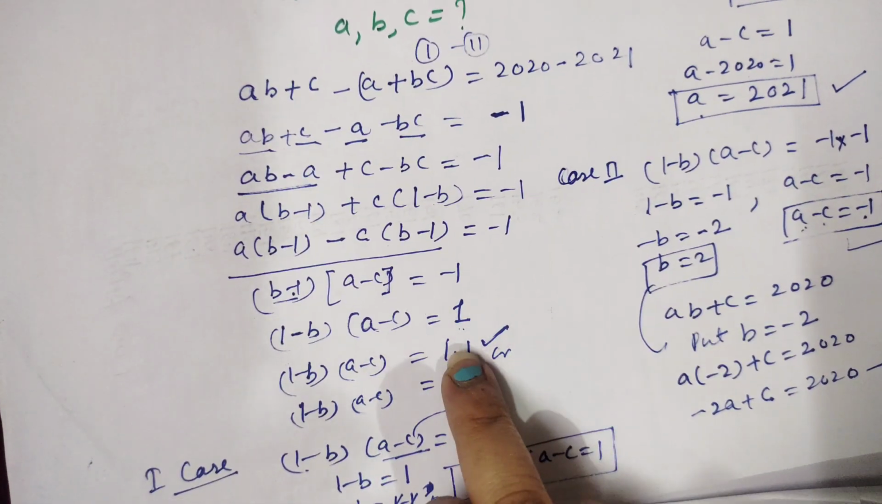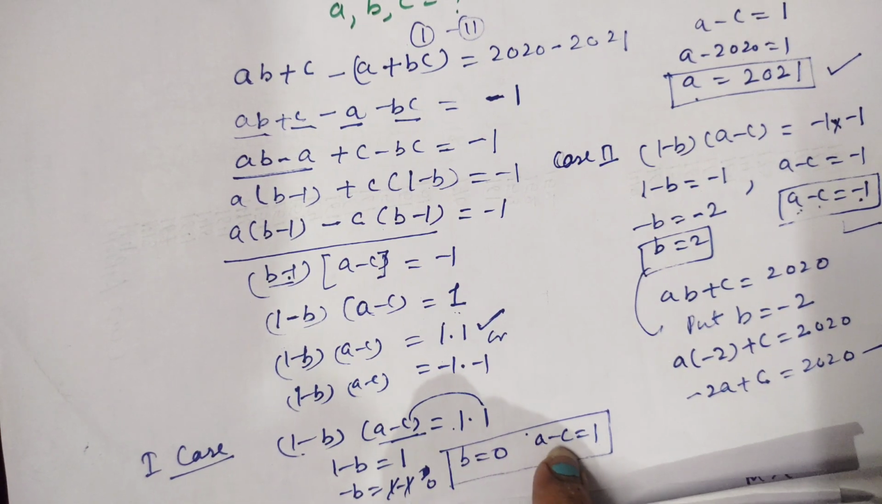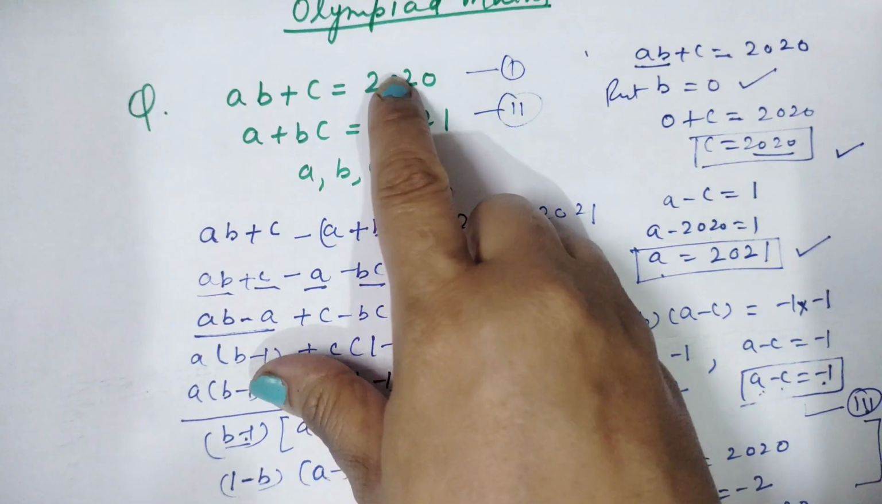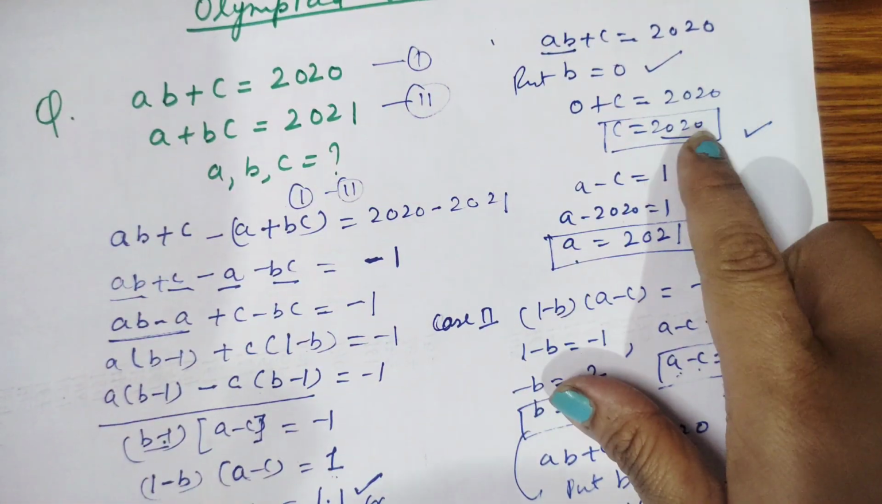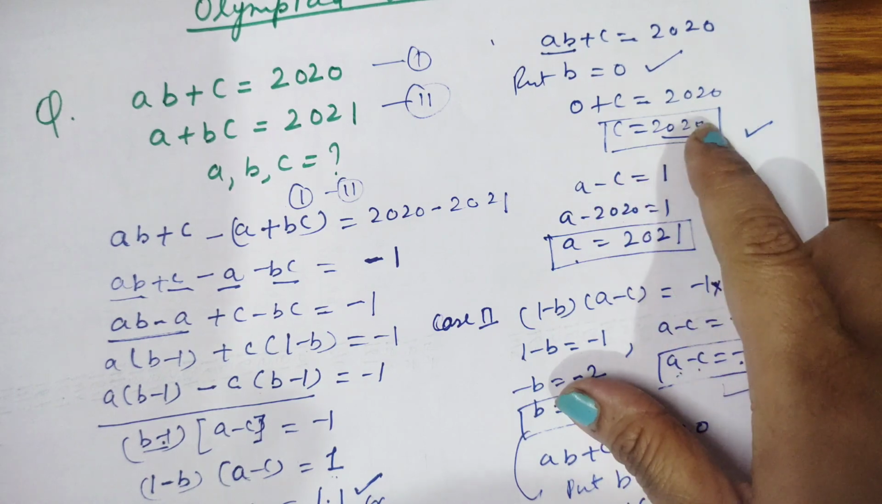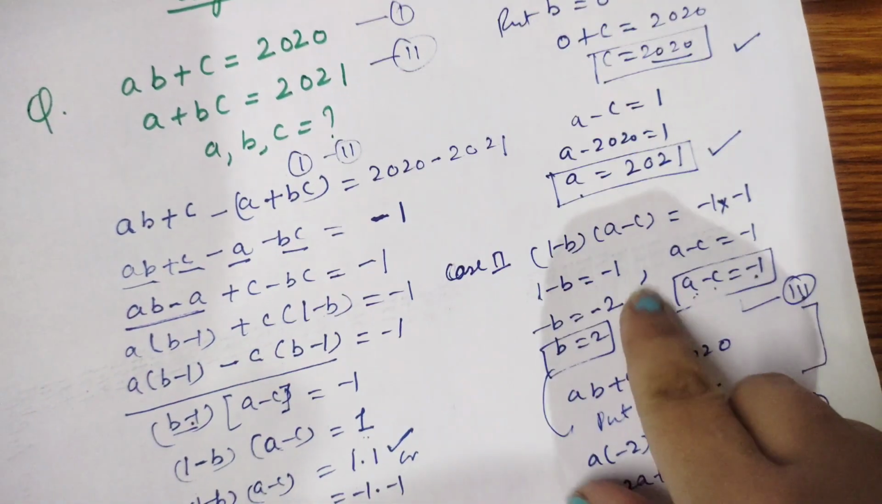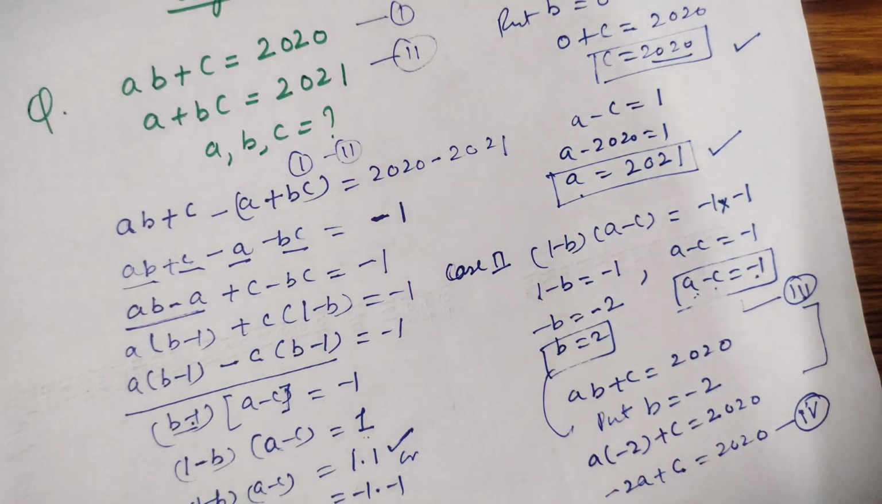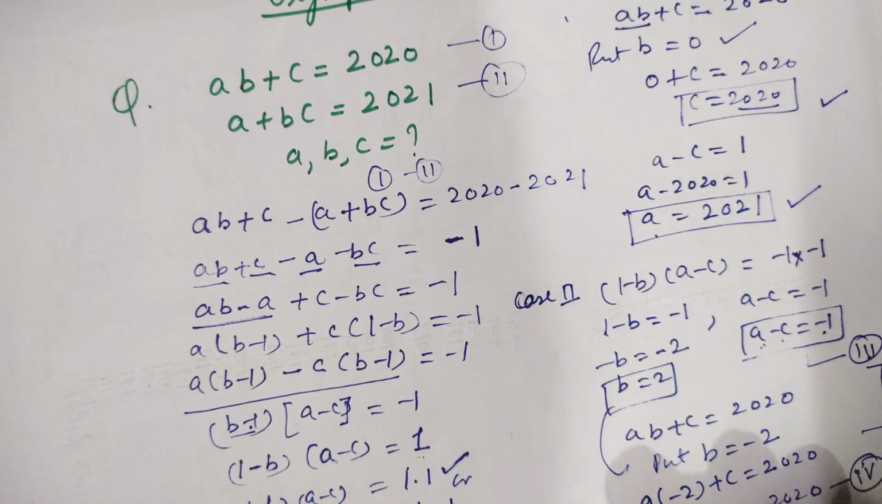First case is if 1 into 1, so the b value is 0 and a minus c equals to 1 is the equation. If you put this b value in the given equation, you'll get the value of c, and a minus c equals to 1. If you put the value of c here, you'll get the value of a. Similarly, we use the second case and we will get the values a, b, c. So there are two cases, so that we'll get the values of a, b and c.